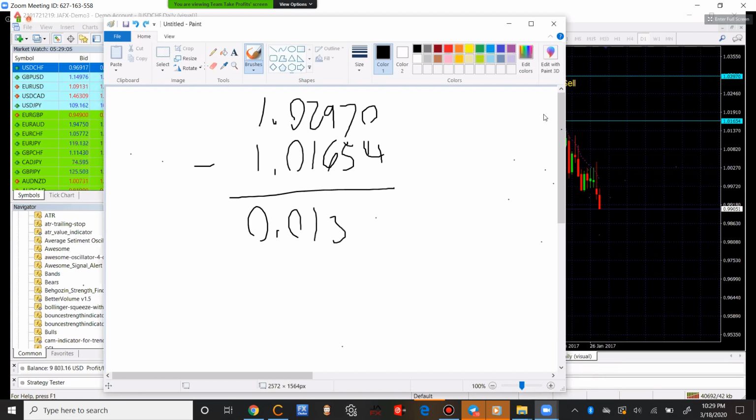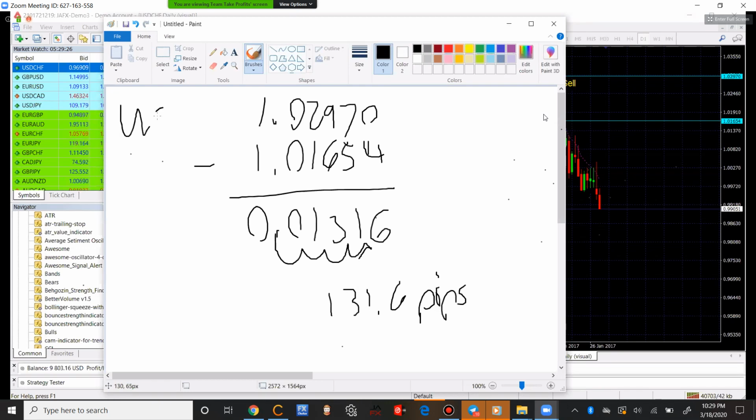Okay, this is 1.6. So this is the number you would get if you were to subtract it. What you're going to do is move the decimal over 4 points. That'll give you 131.6 pips. This is for USD CHF. This is a non-JPY pair. This is what I mean by the fourth decimal point.